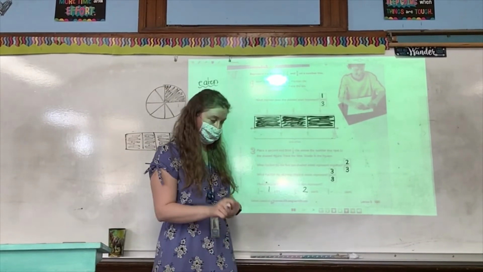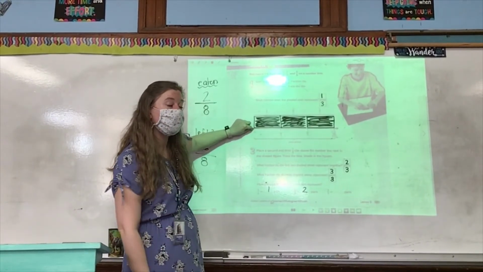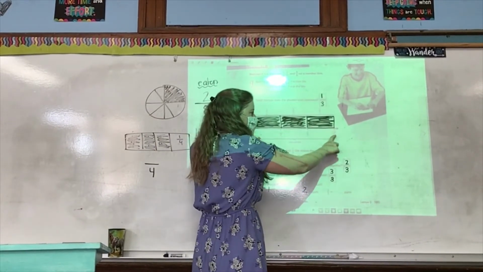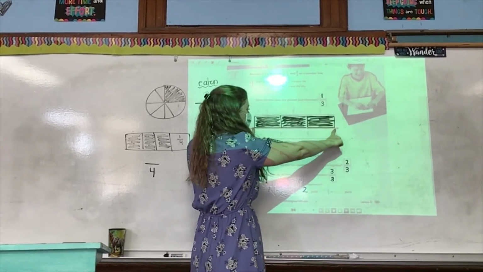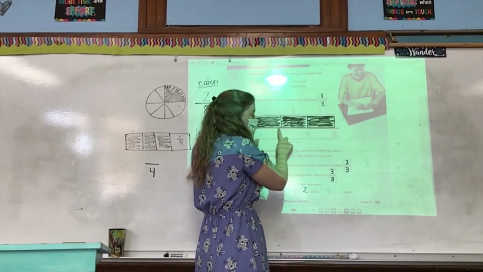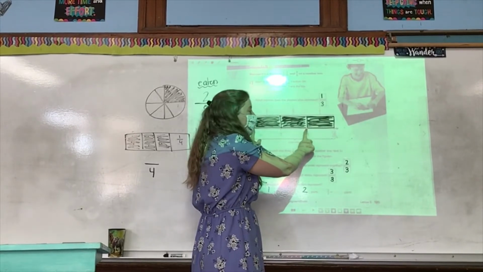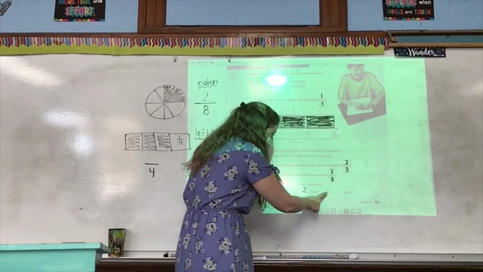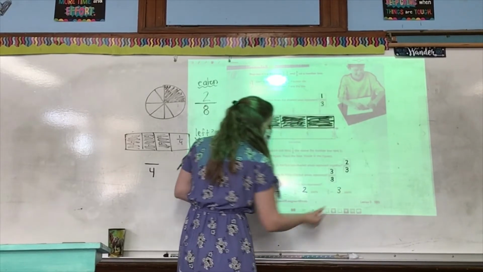Now 3/3. Put your left finger on the 0, and your right finger on that 3/3. Notice how we see the outline of a 1. I wonder what that means. We'll find out tomorrow. How many pieces do we have shaded? Well, we have 1 between the 0 and 1/3, 2 between the 1/3 and the 2/3, and then 3 between the 2/3 and the 3/3. So if we have 3/3, we have 1, 2, 3 hearts shaded.